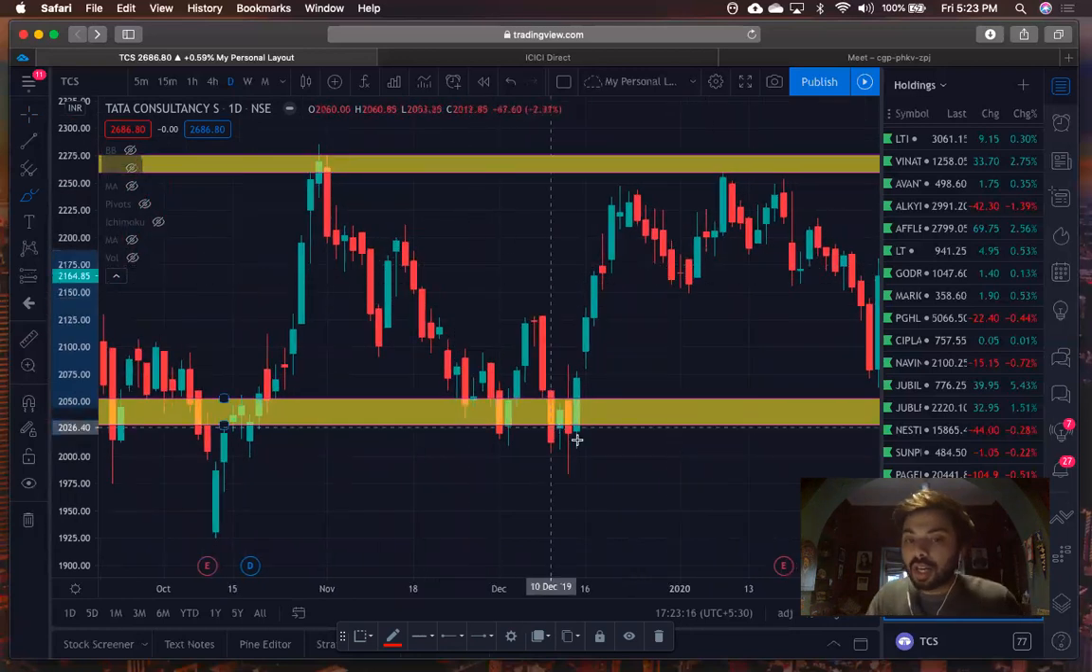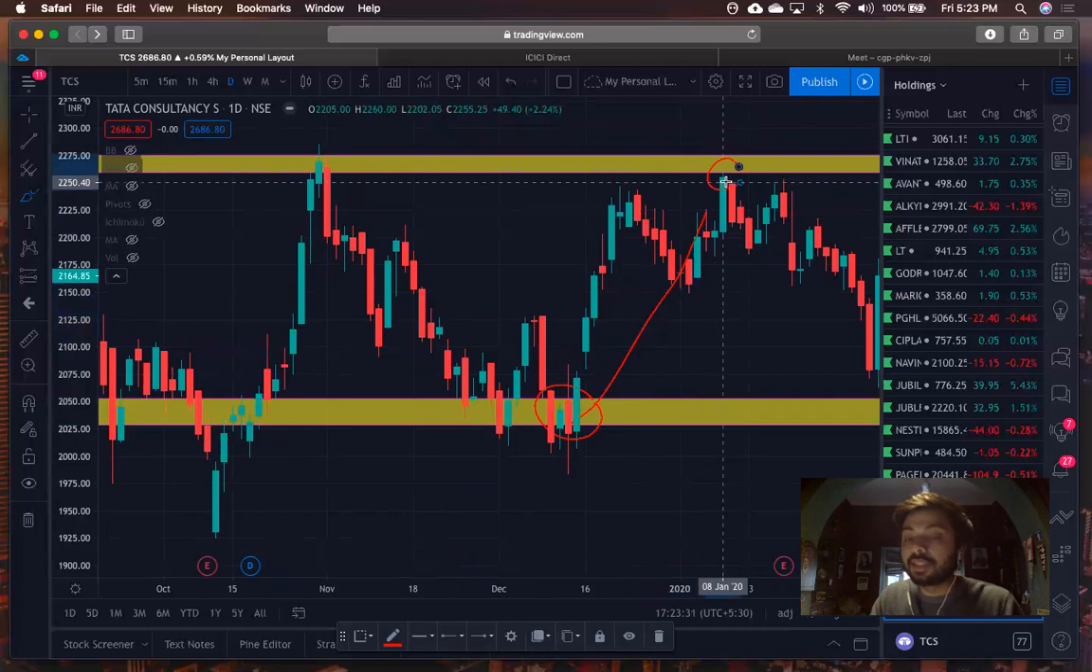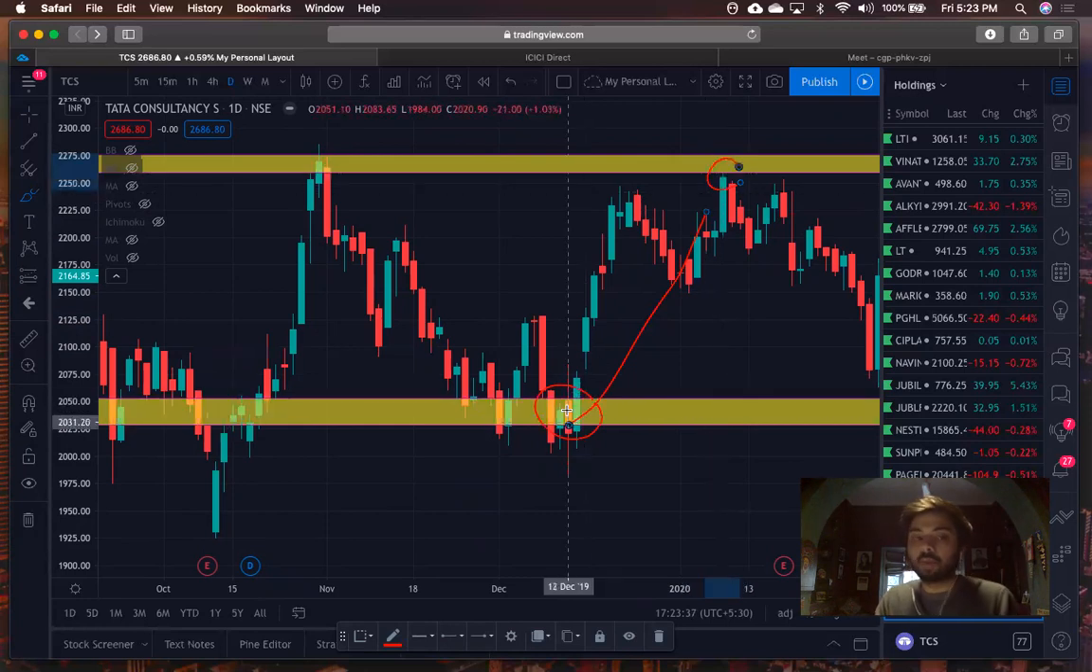So you are coming from a support to a resistance. If I come to a resistance, it doesn't mean I blindly sell. That's one thing I want to make clear. If you come to a resistance, so for example, at this point of time on the 8th of January 2020, you are entering the resistance zone. So does it mean if I've bought at 2000, should I sell it here? No, it's not like that, because it can lead to a breakout.